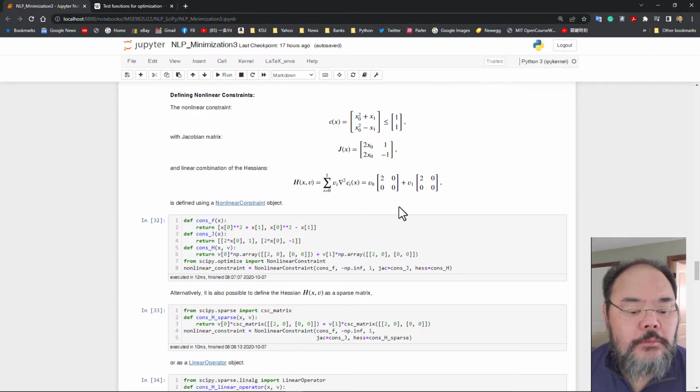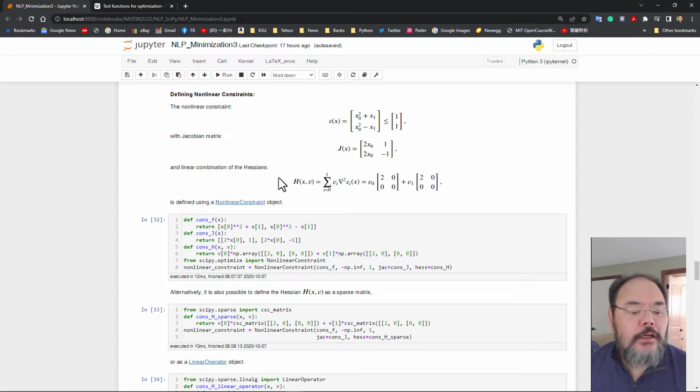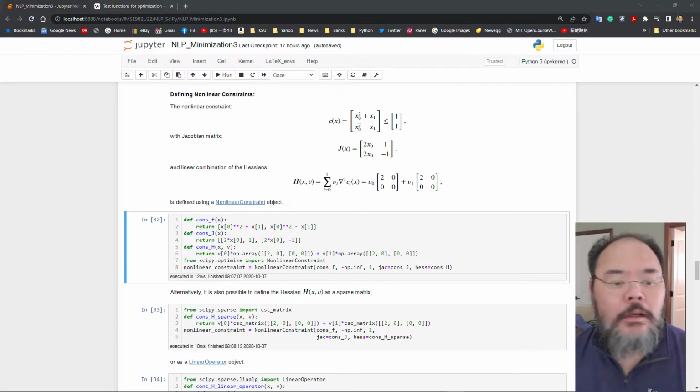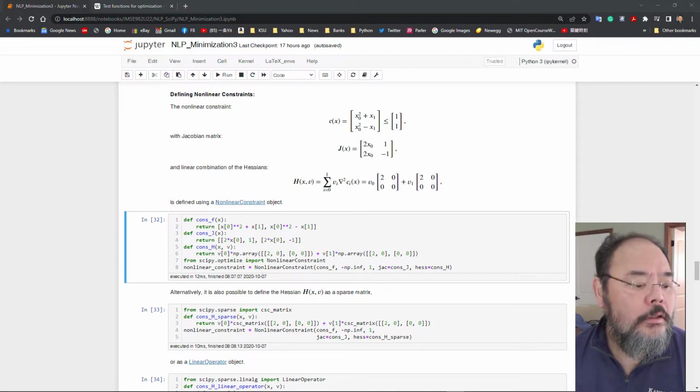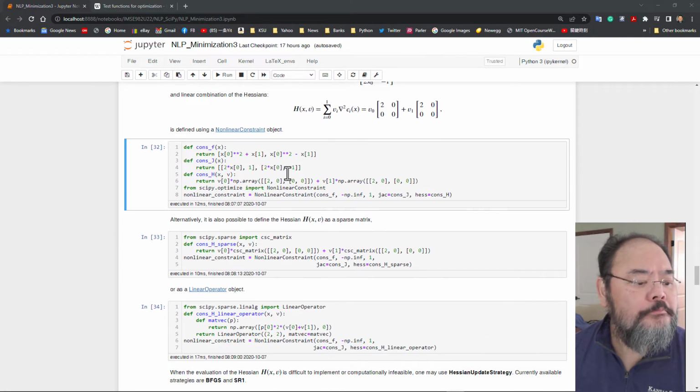So we have a Jacobian matrix. Also, we can take a Hessian matrix. The Hessian matrix is v0 times 2, 0, 0, and v1 times 2, 0, 0. Okay, then we can see how we program it.